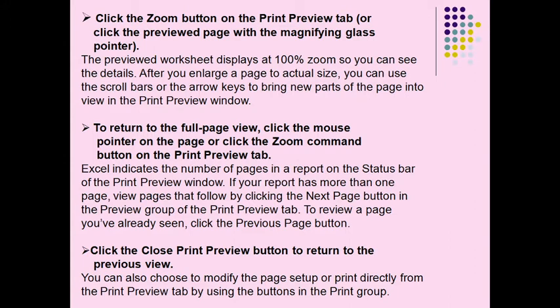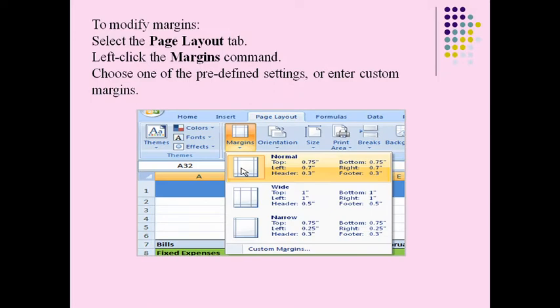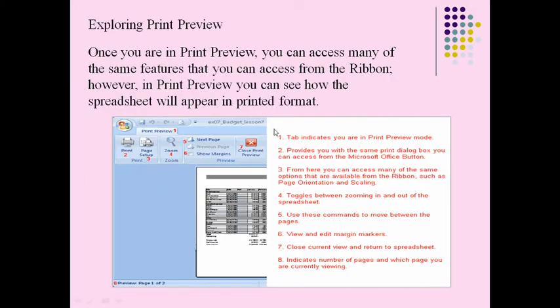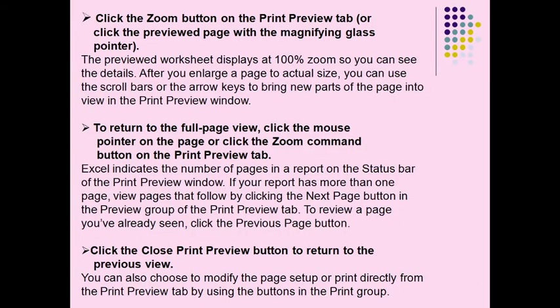Excel indicates the number of pages in a report on the status bar of the print preview window. If your report has more than one page, view pages that follow by clicking the next page button in the preview group of the print preview tab. To review a page you have already seen, click the previous page button. This one is the next page, previous page on the print preview. So this is what he's discussing.